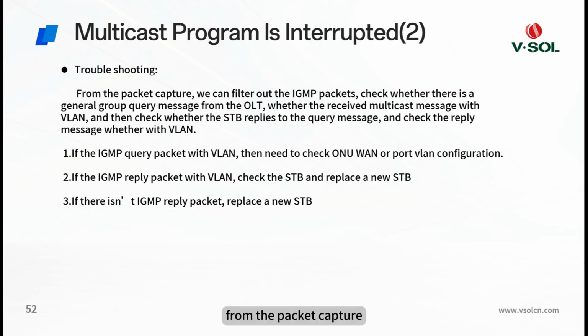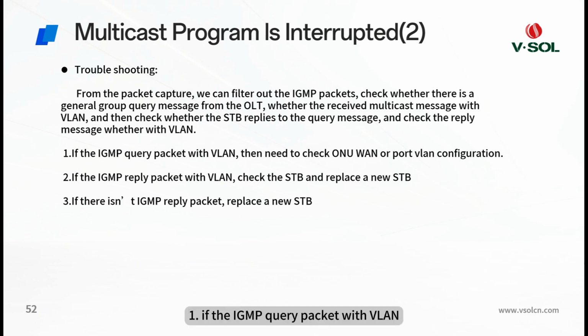From the packet capture, we can filter out the IGMP packets. Check whether there is a general group query message from the OLT, and whether the received multicast message has VLAN. And then see whether the STB replies to the query message, and check whether the reply message carries VLAN.